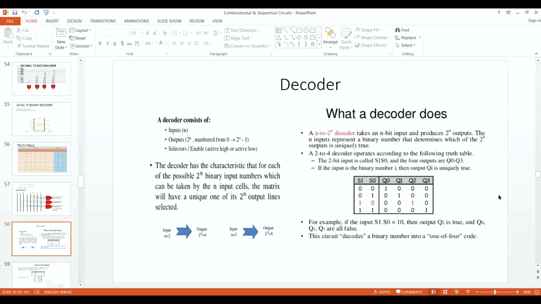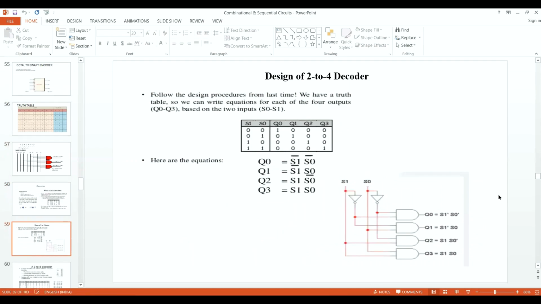Now we're talking about the decoder. I already discussed this. A decoder is the opposite of the encoder. We have inputs and outputs, and select lines can be designed using certain conditions, permutation and combination. So it is totally opposite to the encoder. If you are having 2 inputs, then the decoder output would be 4. So it's a 2 to 4 decoder, you can see.